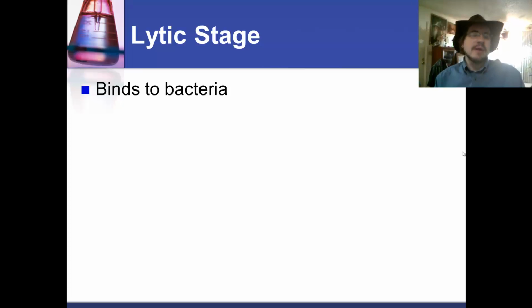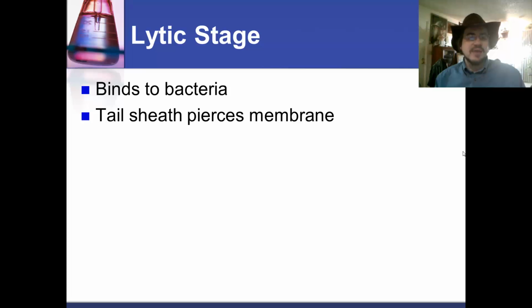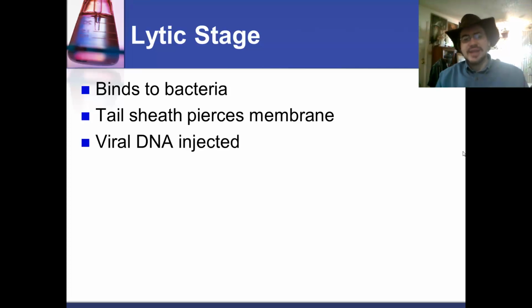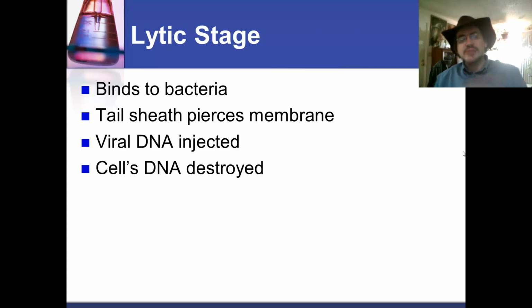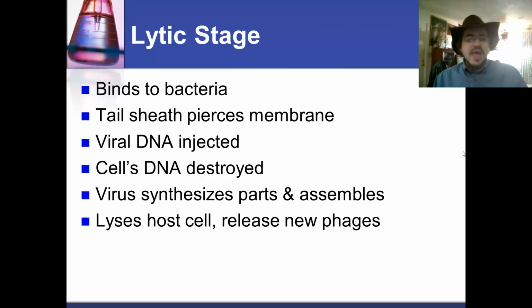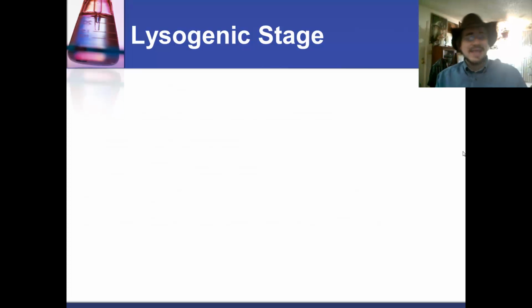In life cycle 1, the bacteriophage binds to the bacteria, the tail sheath pierces the membrane, kind of like a hypodermic needle, and then the viral DNA is injected into the bacterial cell, and the cell's own DNA is literally destroyed, leaving only viral DNA behind. At which point, the virus synthesizes all its parts and assembles together, making new viruses, and then blows apart the host cell as all the new phages are released. So the lytic stage kills the host cell, destroys its DNA, and releases everything.